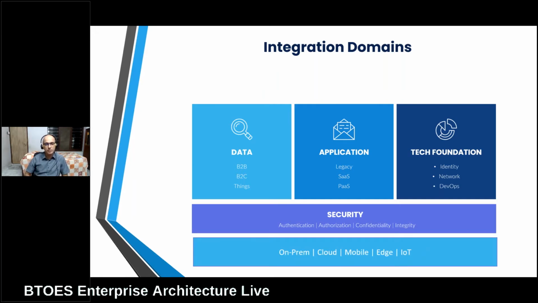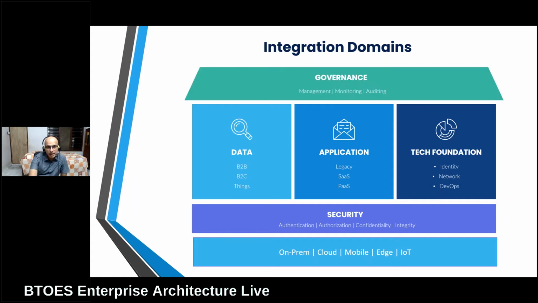Your data is now coming from on-prem, cloud, mobile, IoT, and edge devices. So data and applications are now far and widely spread. This brings in governance, which needs to envelop these entire pillars and all these components. You have to ensure that they are managed, monitored, and available for audit trails. So this is, I would say, the house of integration, if I were to call it, with the key pillars of data, application, and the technology foundation.